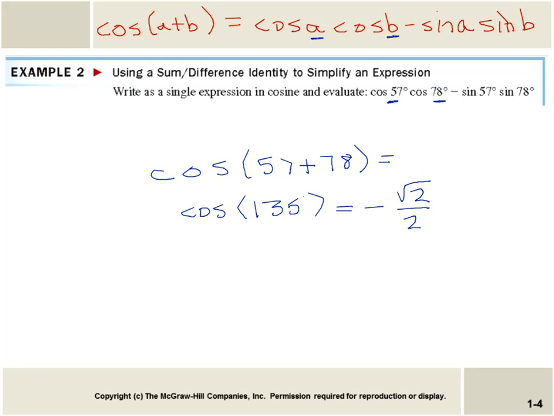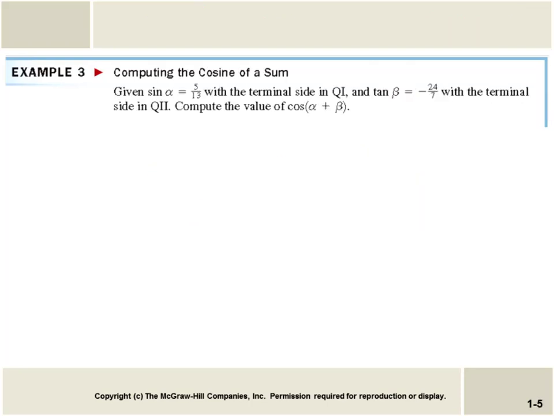Okay. Good. So that's the answer. All right, so it says, given the sine of alpha equals 5 over 13 with the terminal side in quadrant 1, and tangent of beta equals minus 24 over 7 with the terminal side in quadrant 2, compute the value of cosine alpha plus cosine beta. All right, so let's write out the formula.